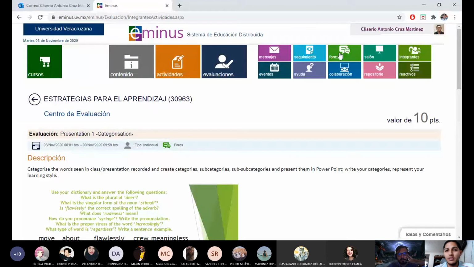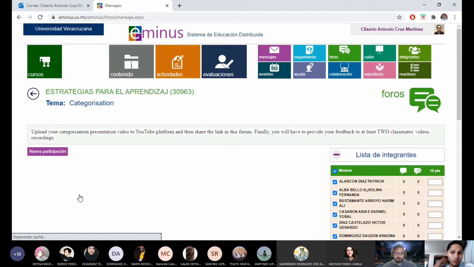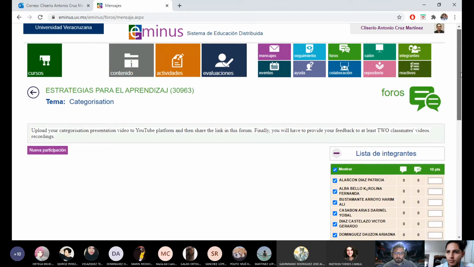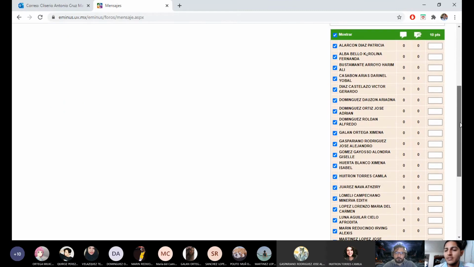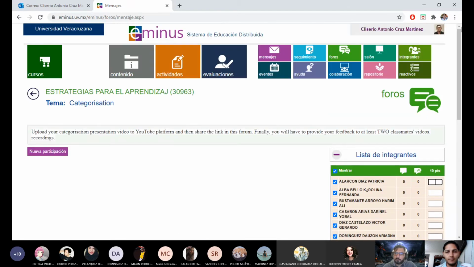Remember that your participation in the forum is very important for interaction to take place. This is a very good opportunity to interact, to exchange ideas among classmates. I want interaction to take place and there is room for doing so. So this is the opportunity to check how our classmates classify words. 10 points. So you're going to be graded. Here you are.